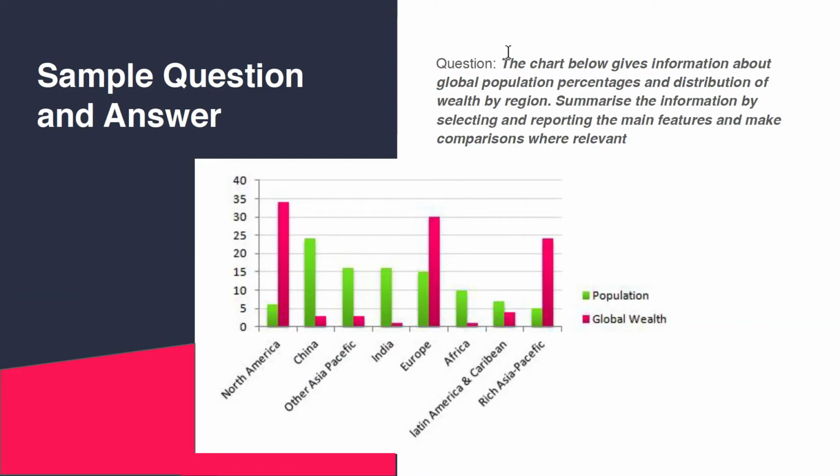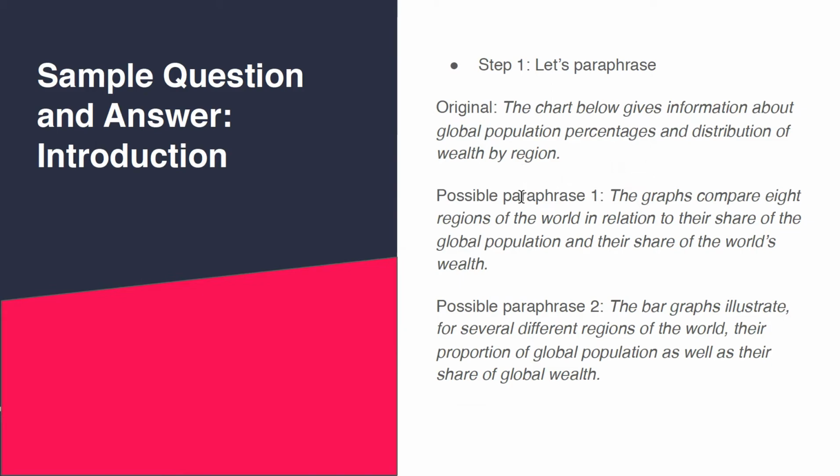So if we go back, they told us the chart below gives information, and we can paraphrase that. We can say the graphs compare 8 regions of the world in relation to their share of the global population and their share of the world's wealth. So you'll notice there I've used some of my own language. I've used the word compare and I've used the word share to show the proportion that's involved.